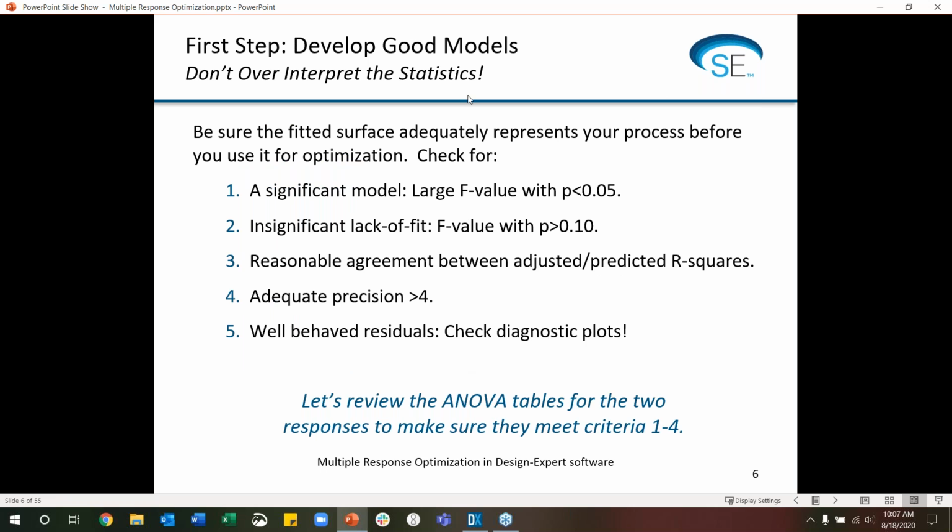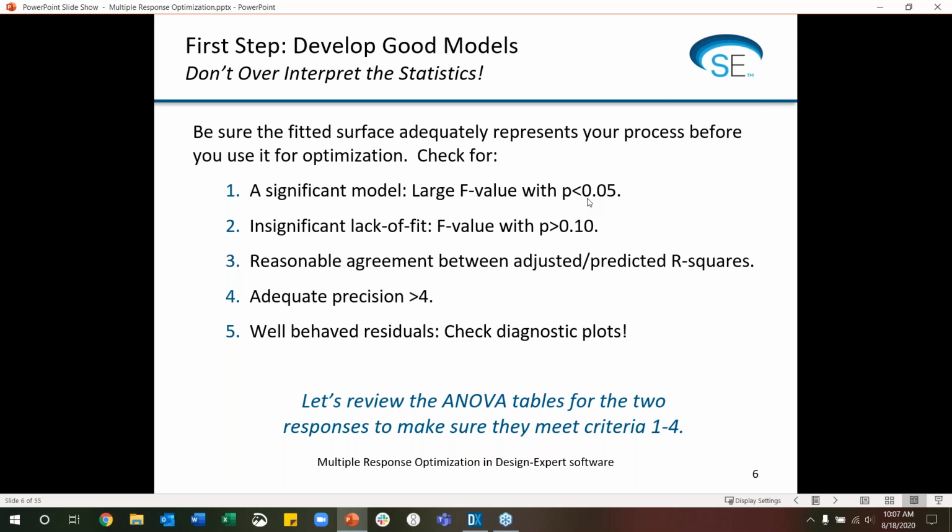The first step, of course, is to make sure that you have decent models. They don't have to be perfect. They don't have to be everything, just as a textbook, because you're dealing with real life, and real life doesn't follow a perfect polynomial.